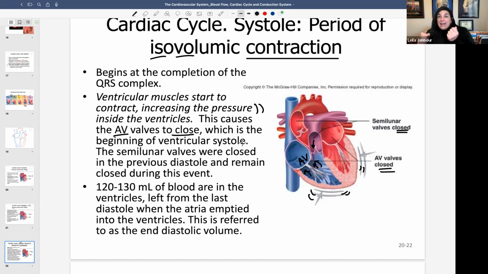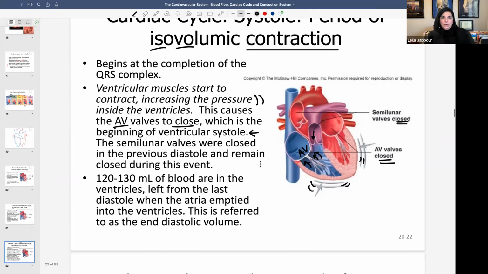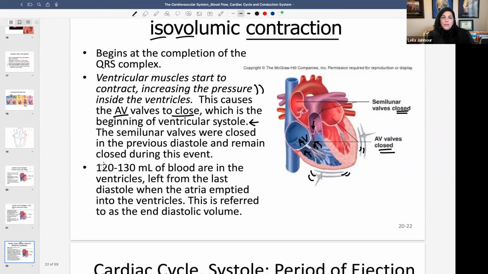And so that happens right away when the ventricle starts going into systole. The semilunar valves are still closed at that point because the pressure is not high enough, but it's going to get higher and higher. Okay. Remember that number. It's usually 120 milliliters, the amount of blood in the ventricles that came from the atria.